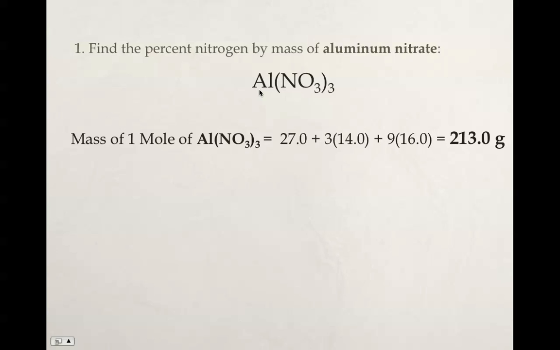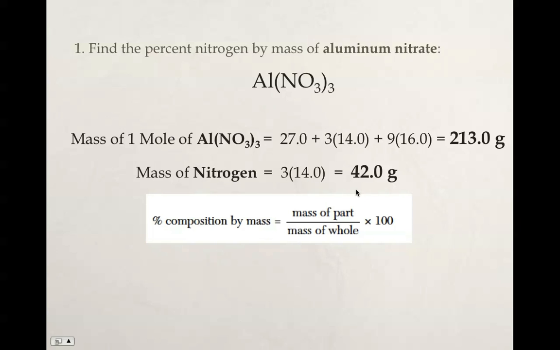You should be calculating the mass of 1 mole of aluminum nitrate. We have 1 Al, 3 nitrogen, and 9 oxygen to have a sum of a mass of 213.0 grams. That's equal to 1 mole of the aluminum nitrate. We then have to find our part, which is nitrogen, is what the question is asking about. So our mass of nitrogen is our 3 atoms times the mass of nitrogen, which gives us 42.0 grams.